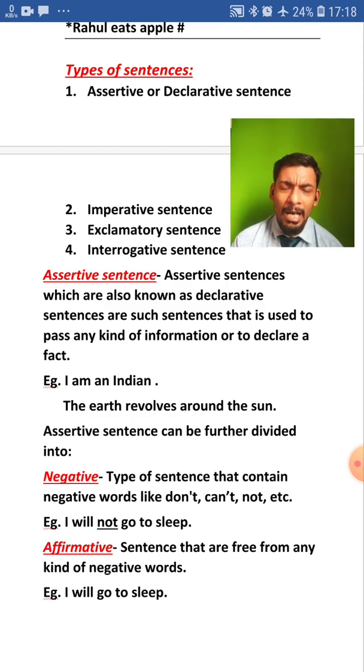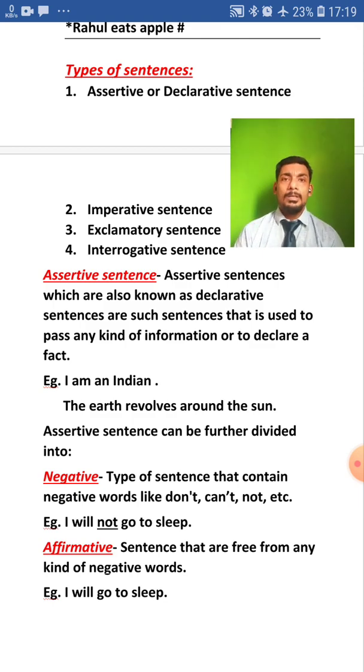Like I have written, sentences that contain negative words like don't, can't, not, etc. are negative sentences. The example that I have written is, I will not go to sleep. I have underlined not, mind you. For affirmative sentences, my dear students, I have written sentences that are free from any kind of negative words are affirmative sentences. And the example that I have written is, I will go to sleep.